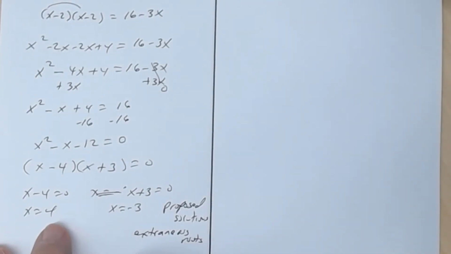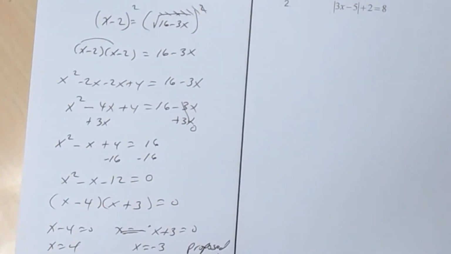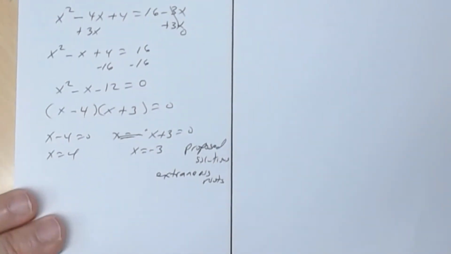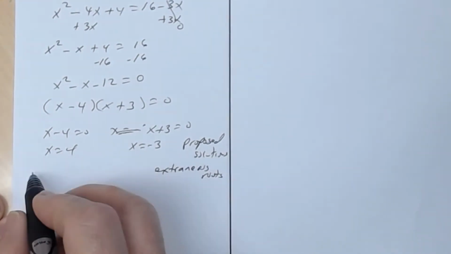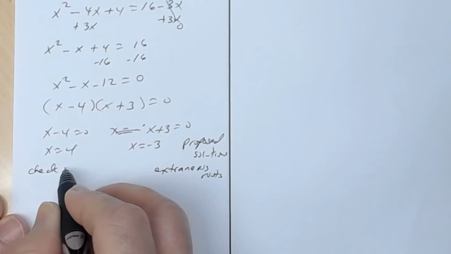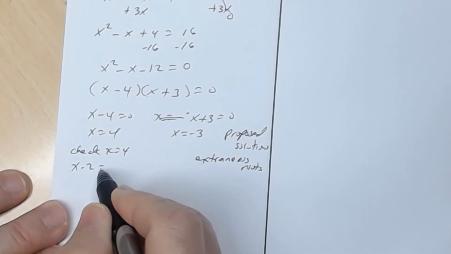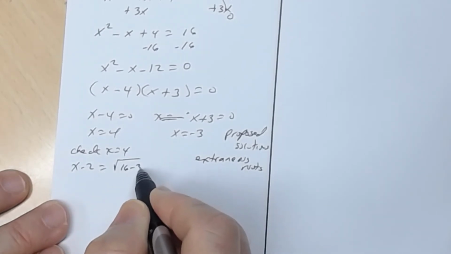So you have to check and see if any of these proposed solutions are extraneous roots, which means they're not going to be solutions to the original equation. All right, so you have to check. Let's go ahead and check x equal 4. You go back to the original and rewrite it: x minus 2 equals the square root of 16 minus 3x.